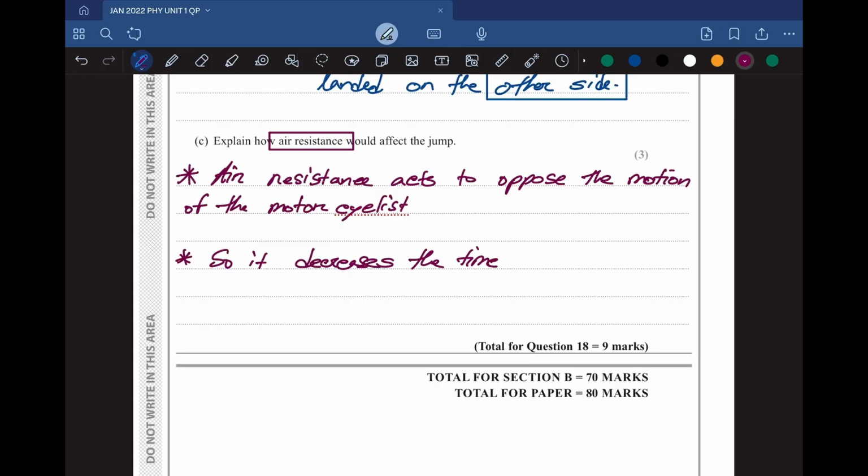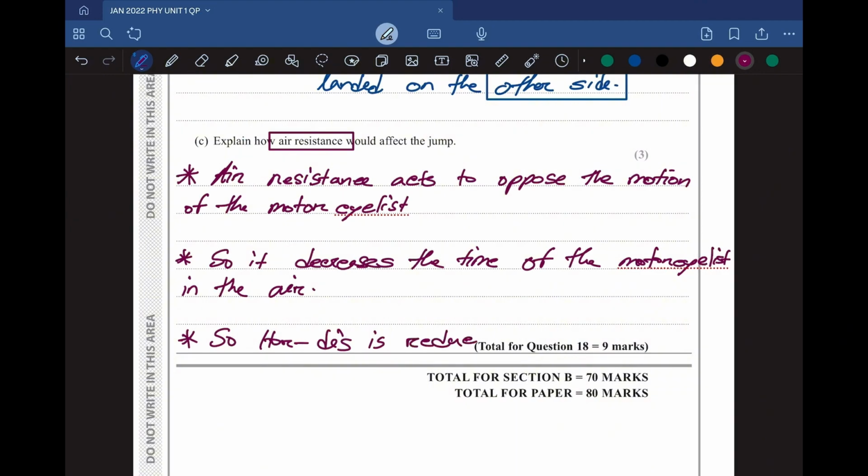the time of the motorcyclist in the air. And the third point will be: horizontal distance is reduced. Don't write the horizontal distance like this, write it completely. I have written it like this to save my time and solve more questions for you guys.